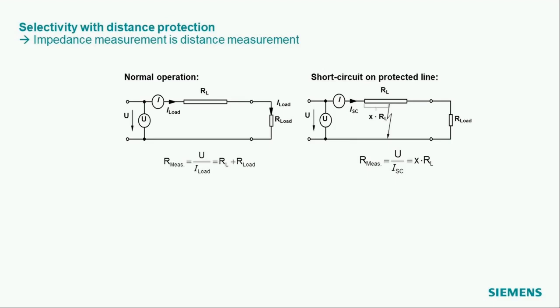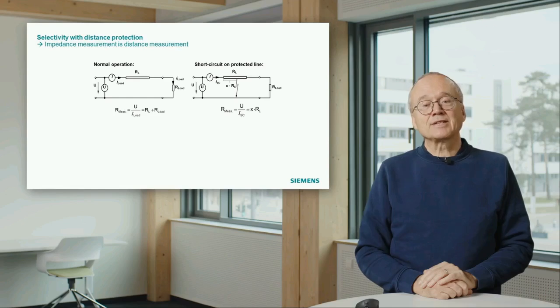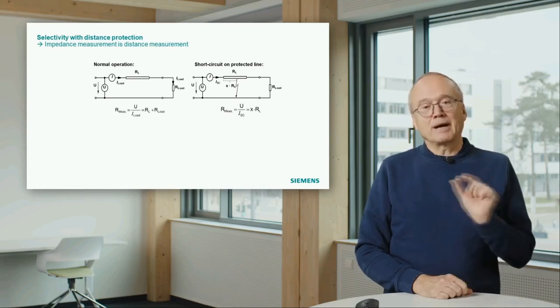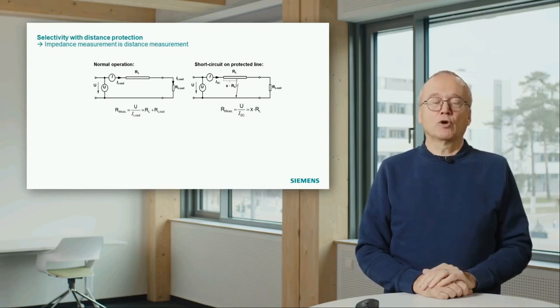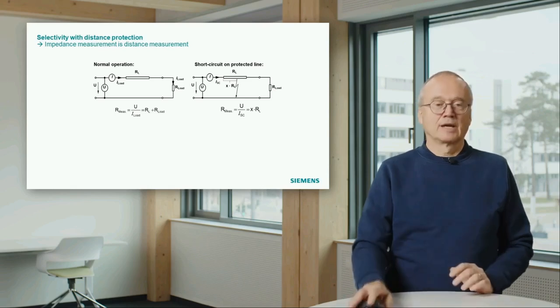If now we have a short circuit on the line, it looks like this. That means we make a short circuit from somewhere of the line to ground. Then we measure a reduced voltage, a high short circuit current, and the result, voltage divided by current, is a percentage X of the line resistance.